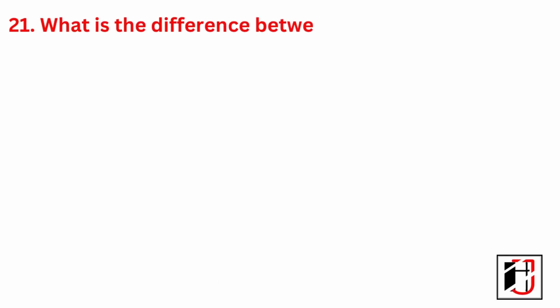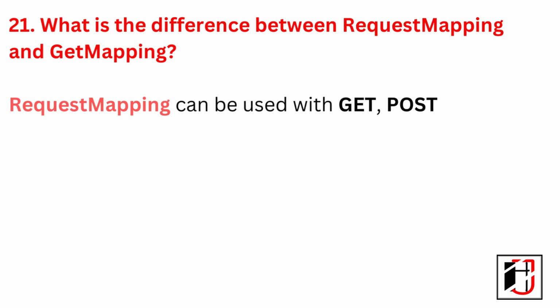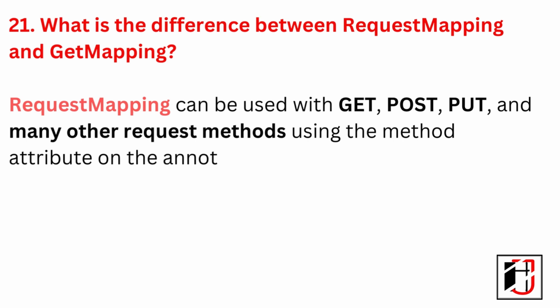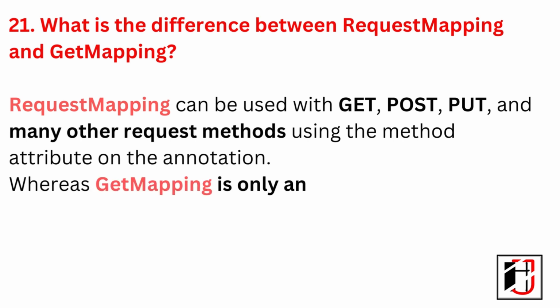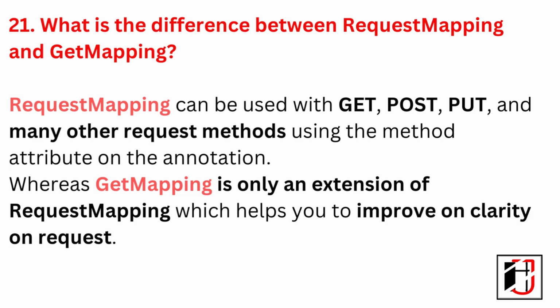What is the difference between request mapping and get mapping? Request mapping can be used with get, post, put and many other request methods using the method attribute on the annotation, whereas the get mapping is an extension of request mapping which helps you to improve clarity on request.